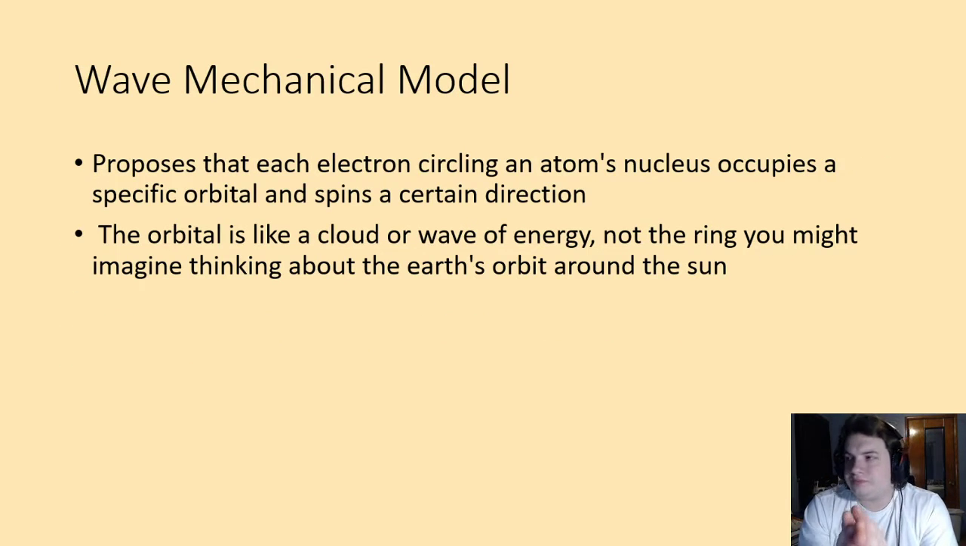You guys might remember us talking about the wave mechanical model just before the break. The wave mechanical model proposes that each electron circling an atom's nucleus occupies a specific orbital and spins a certain direction. And that the orbital is like a cloud or a wave of energy, so it's not actually a ring like what you would expect, like for Earth's orbit around the sun or the moon orbiting Earth. It's more the probability of finding an electron in a certain space.